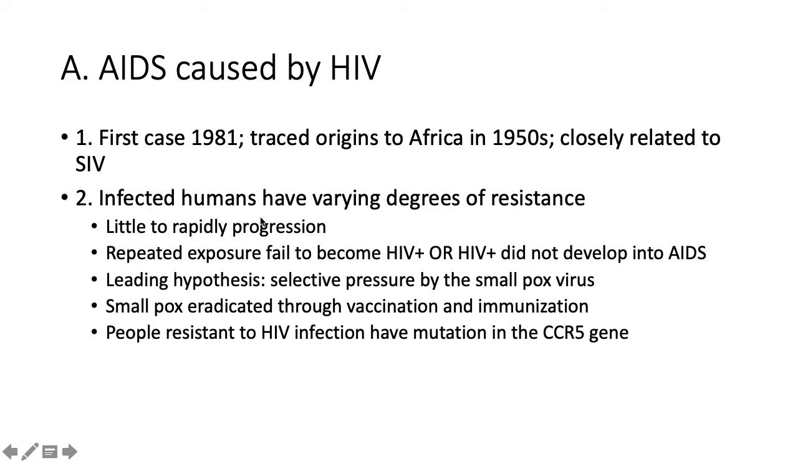HIV infects humans at various degrees. Sometimes there's little progression, sometimes there's rapid progression. So there's a great variation there. Some people are exposed to HIV numerous times, but then they don't become positive. Or some people have HIV, but it hasn't developed into AIDS. So they can have HIV for decades, and it hasn't turned into AIDS.